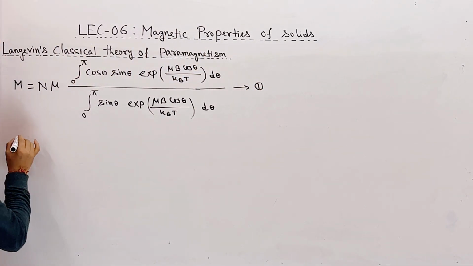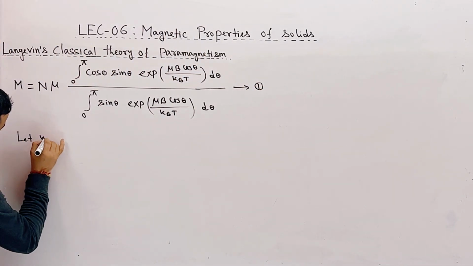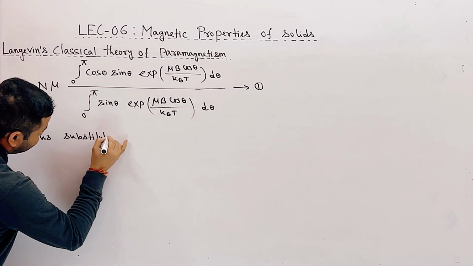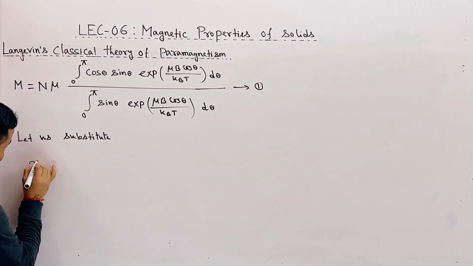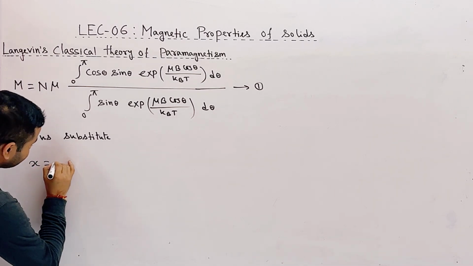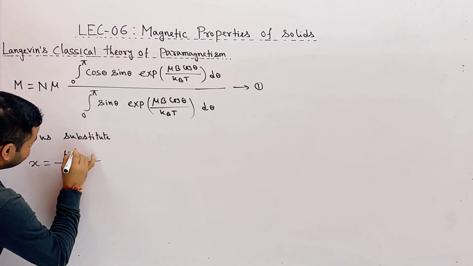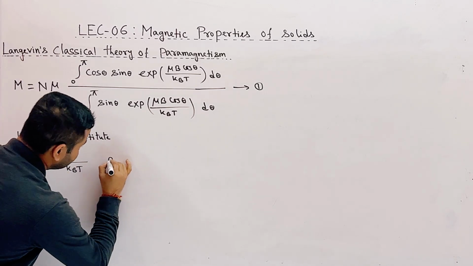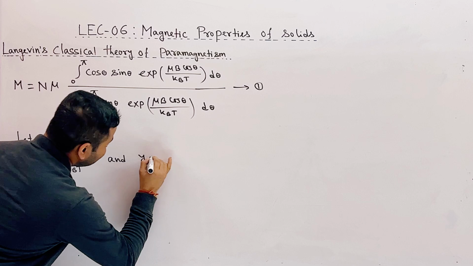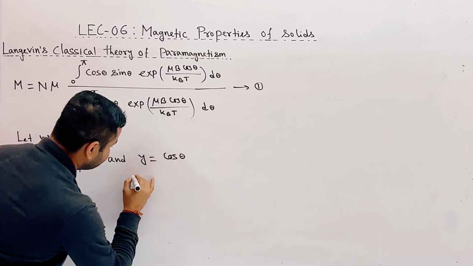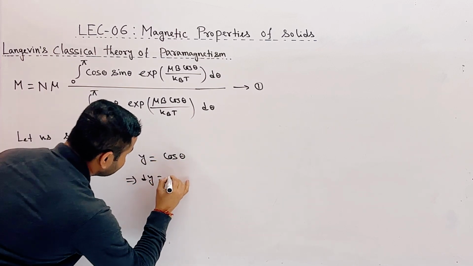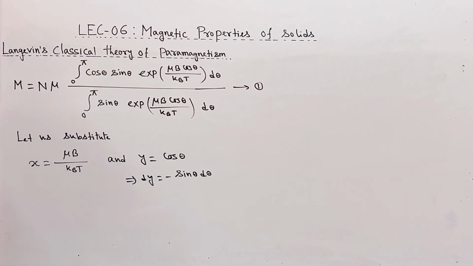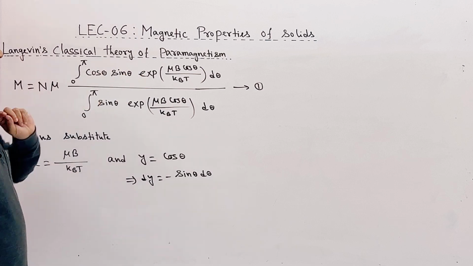Now let us substitute x is equal to mu B divided by kBT and y is equal to cos theta, that means dy is equal to minus sin theta d theta. Now let us substitute these values in equation number 1.